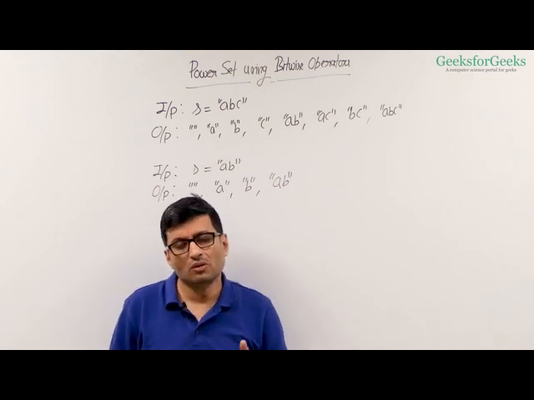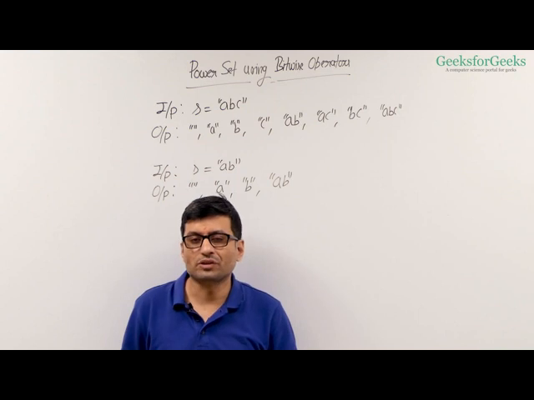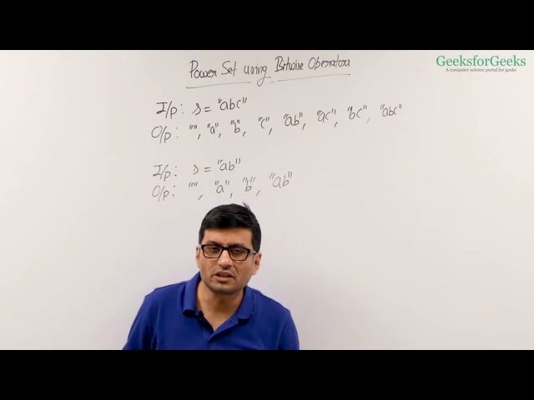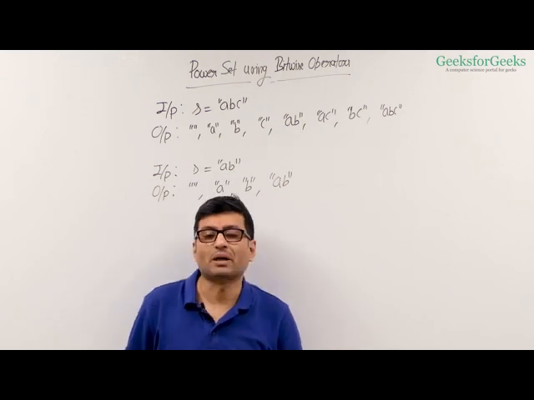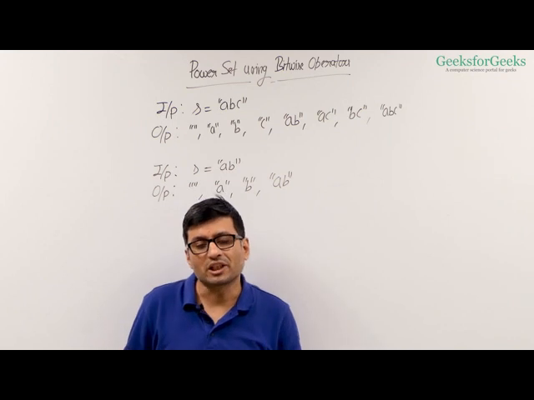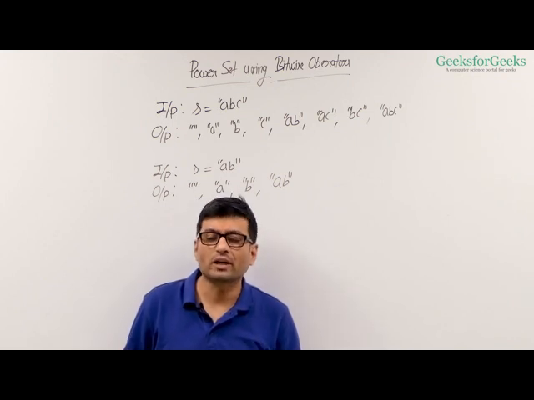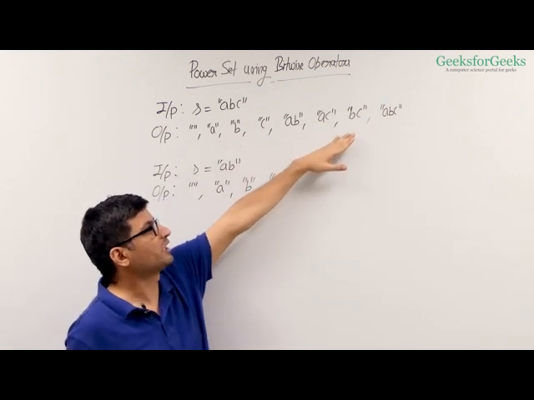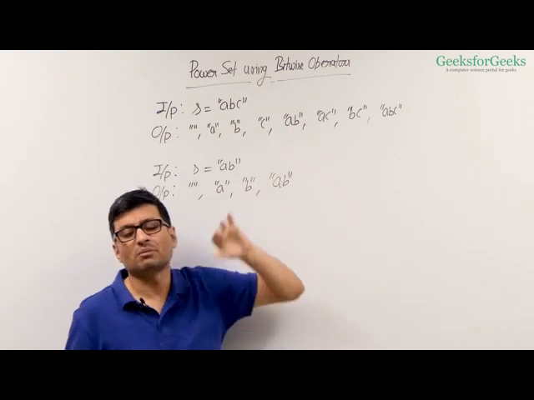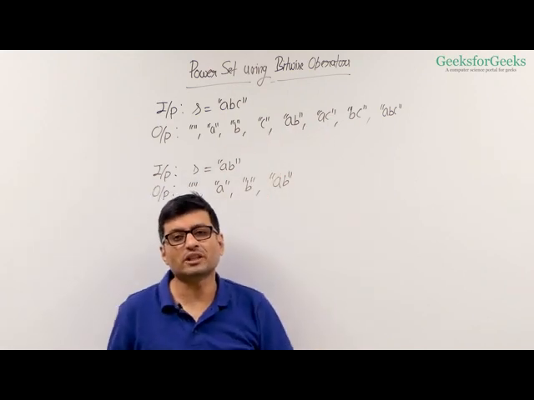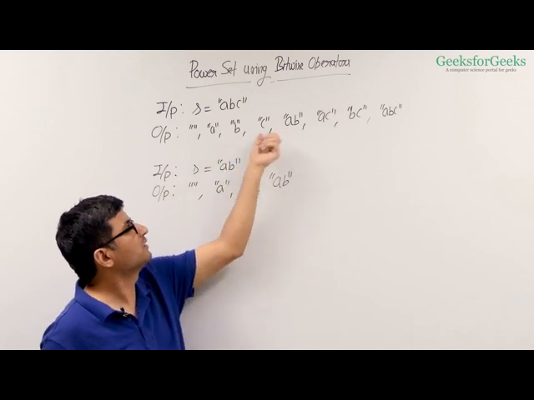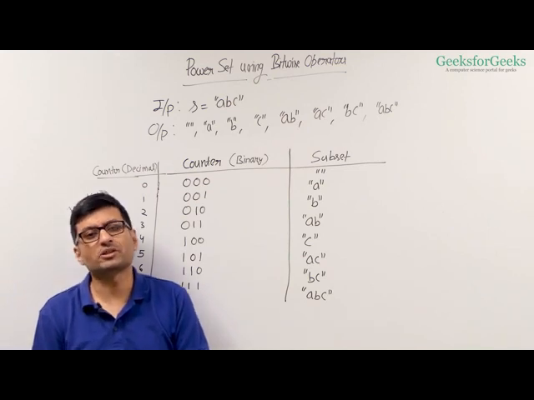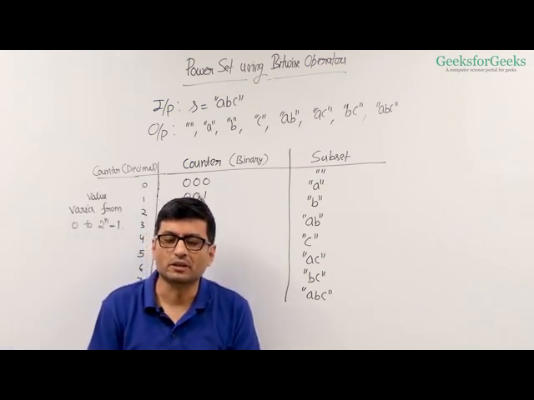Please pause this video and try to think of a solution that is iterative, uses bitwise operators and generates the power set. One hint for power set generation is your power set elements should not be in the same order as they appear here in the output. You just need to generate these power set elements, basically these strings, but the order of these strings can be different. You may have A, B, then AB instead of C. So please try now.